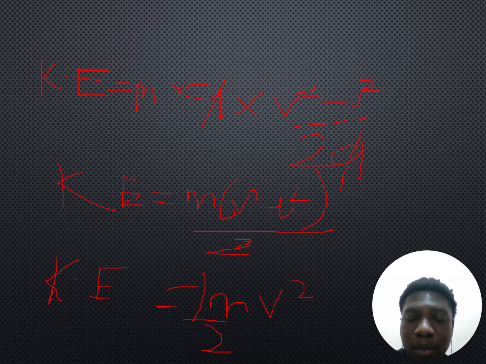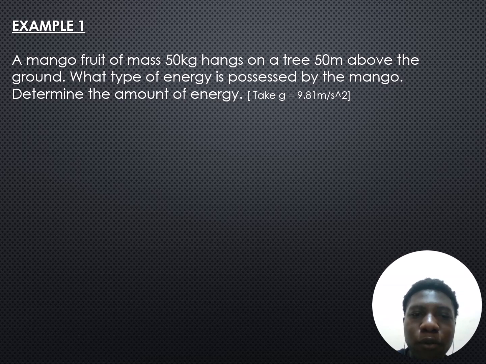So let's take an example for you to understand what I've said so far. A mango fruit, let's read it together. A mango fruit of mass 50 kilograms hangs on a tree 50 meters above the ground. What type of energy is possessed by the mango? And determine the amount of energy. We should take gravity to be 9.81 meters per second squared. Okay, so we have this question. If you think you've understood what I've said so far, you can pause the video and try to do it. If not, let's solve it together.